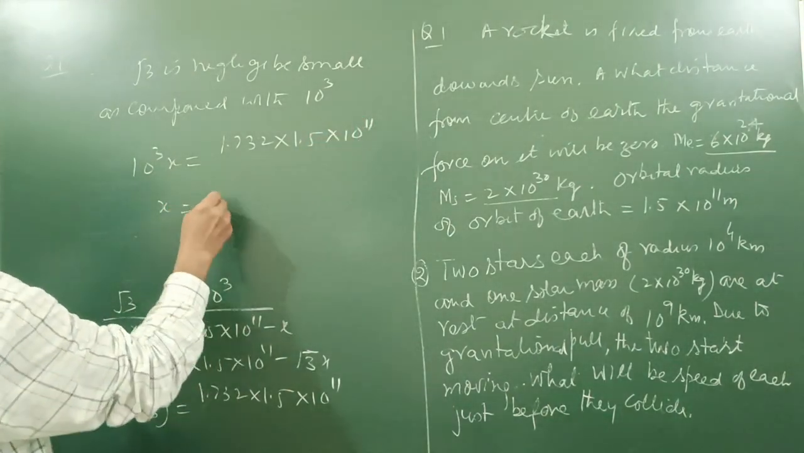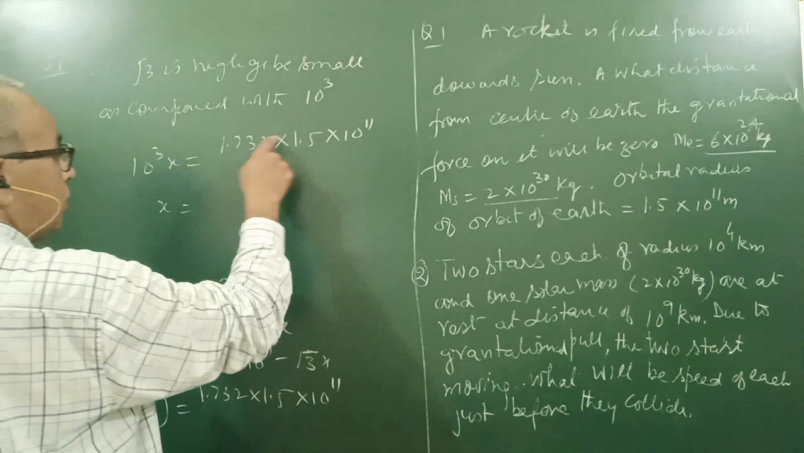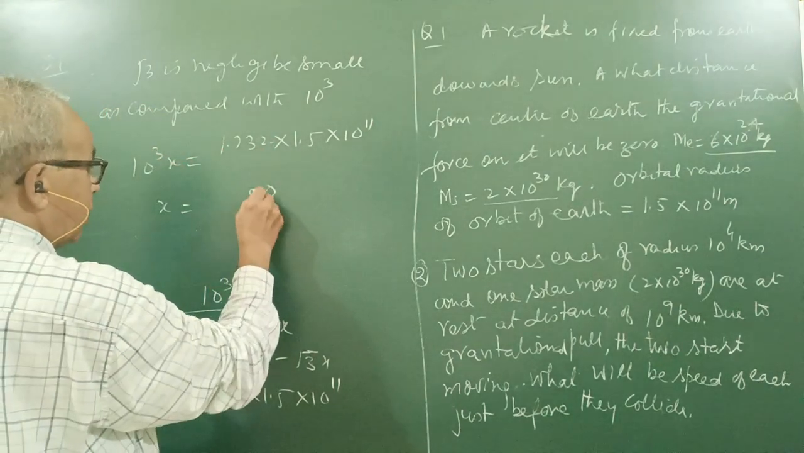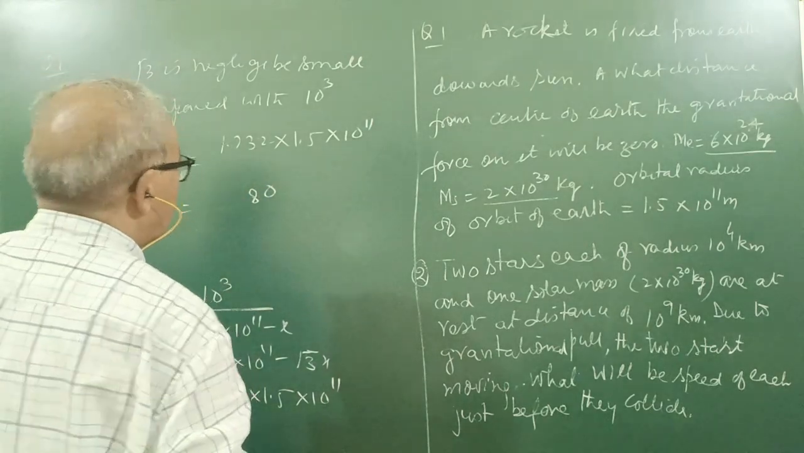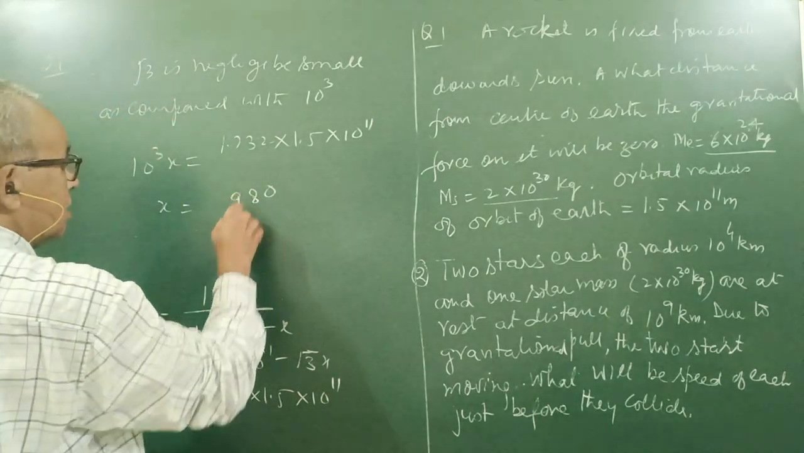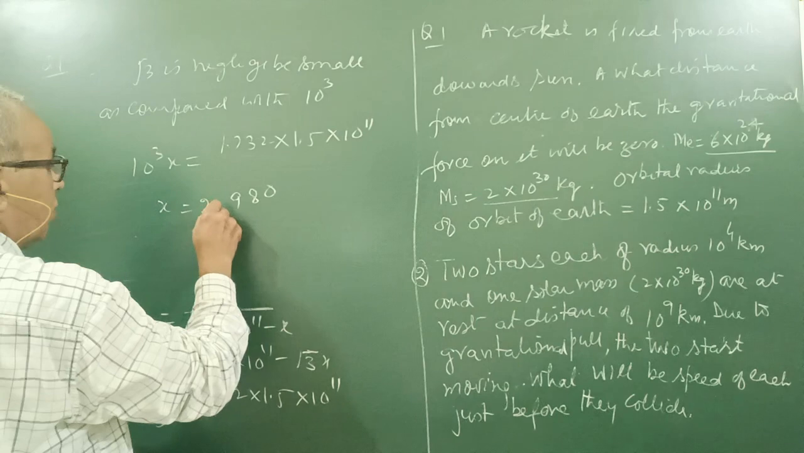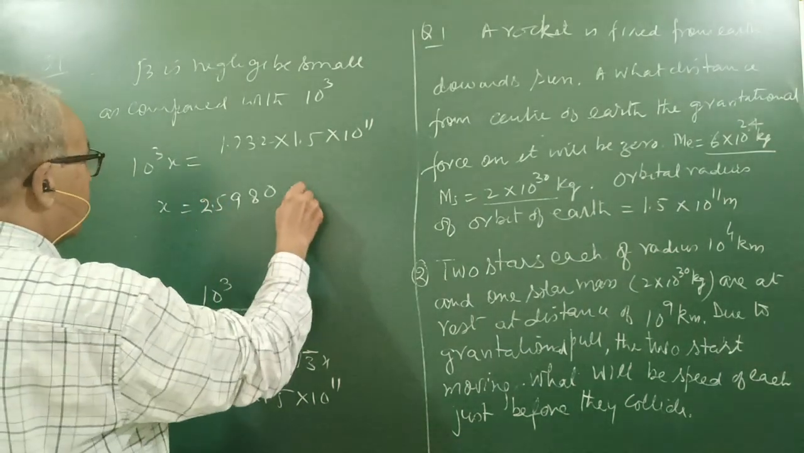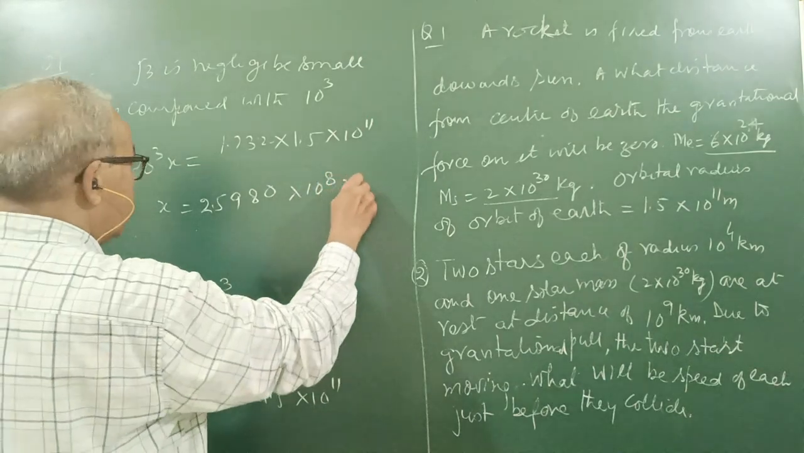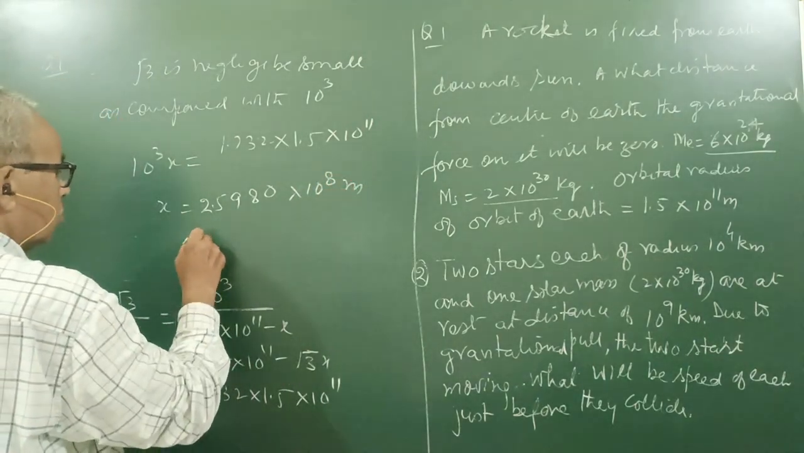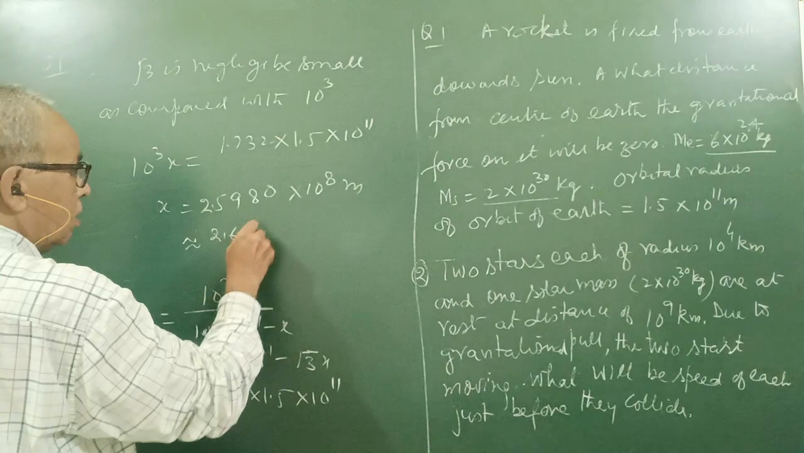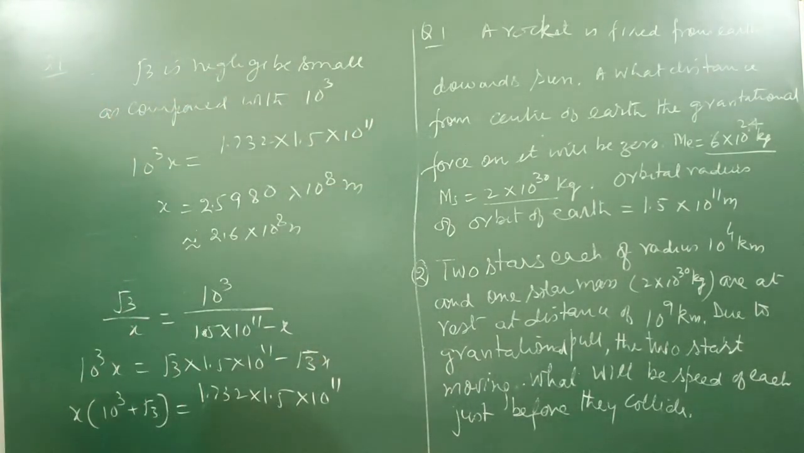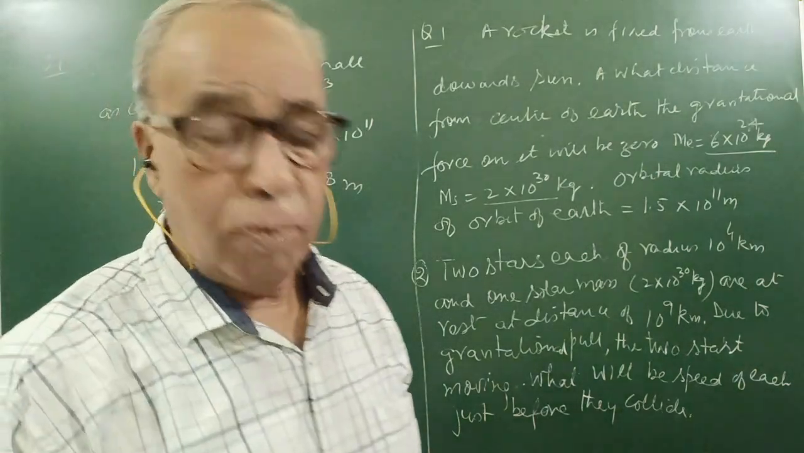So x is equal to 15 into 1.732 and so on, which comes to about 2.6 into 10 to the power 8 meter. So nearly it is equal to 2.6 into 10 to the power 8 meter away from Earth. The pull on the rocket will be 0.